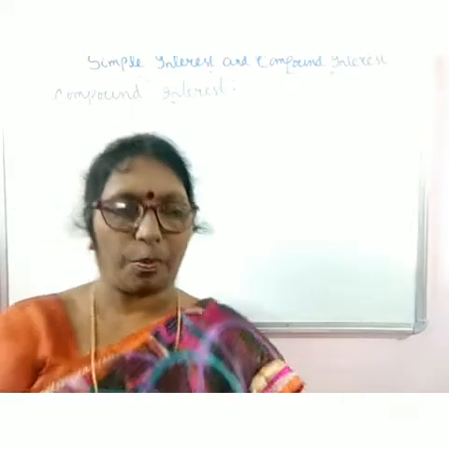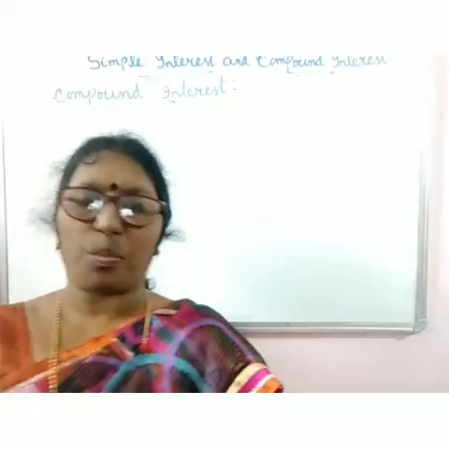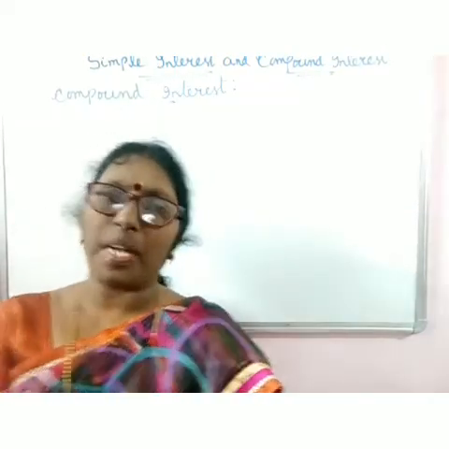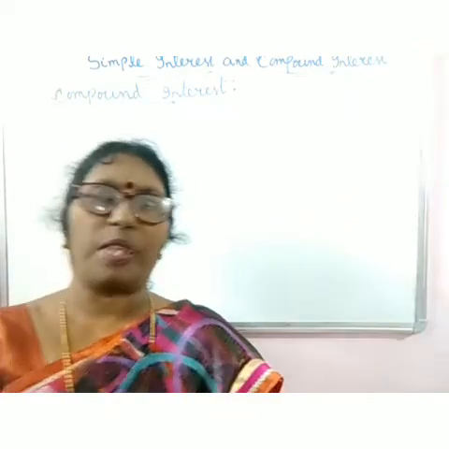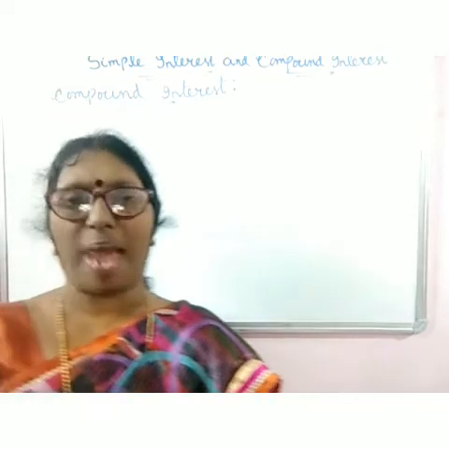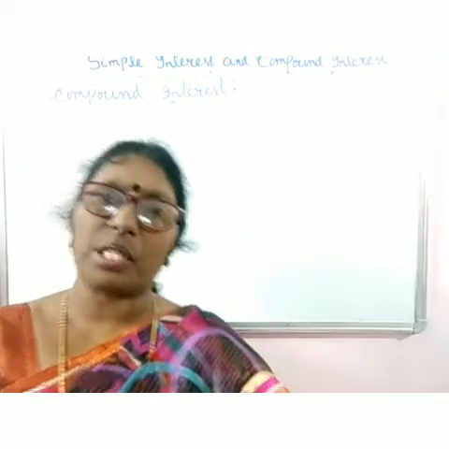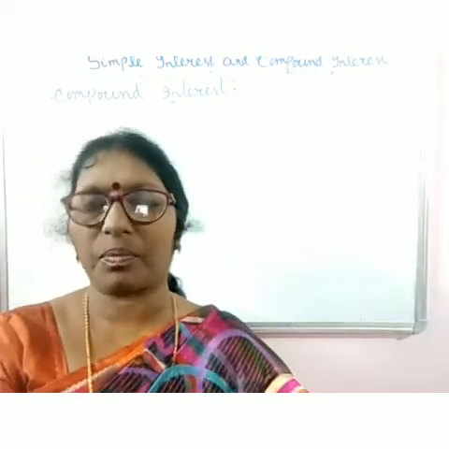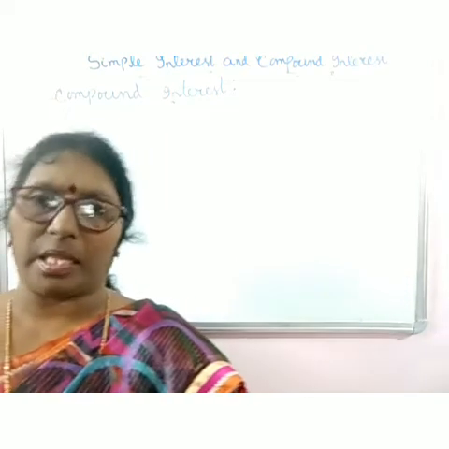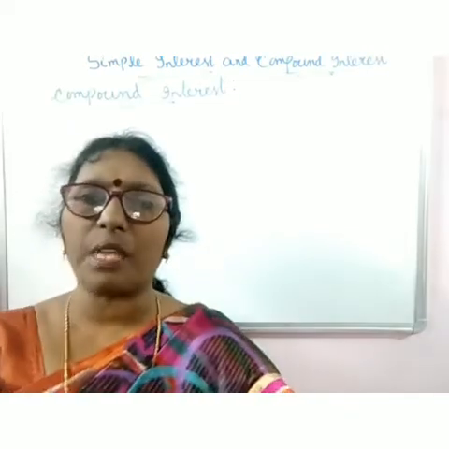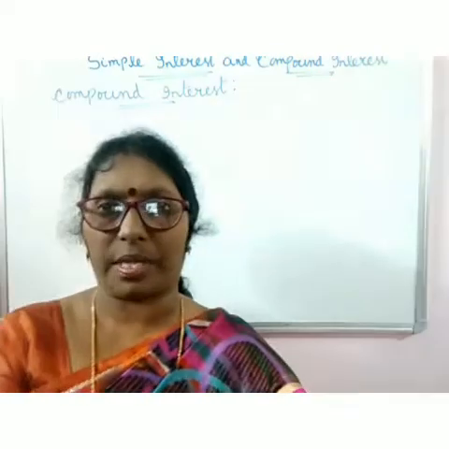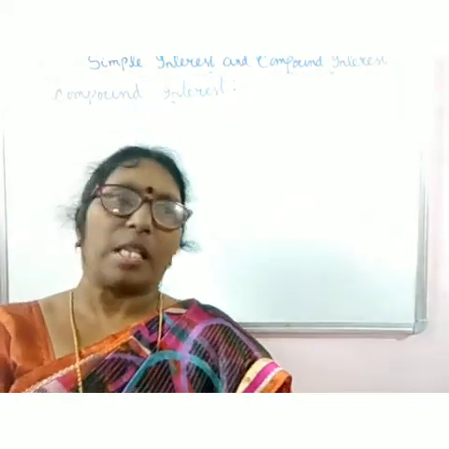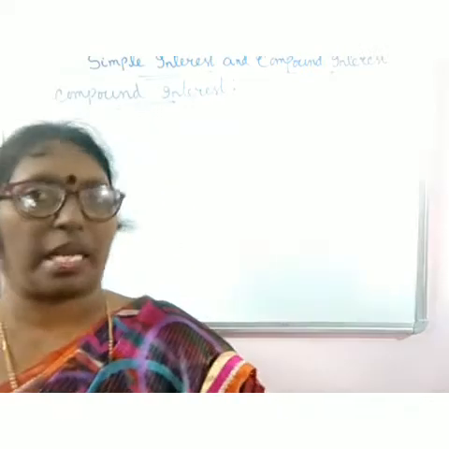Let me explain you. Simple interest means the principal is same for every year. Suppose you have deposited 1000 rupees in the bank. Rate of interest is 10% per annum. Time is for 3 years. Then by using the formula PRT by 100, you can find the simple interest. That means the principal for 3 years is the same.